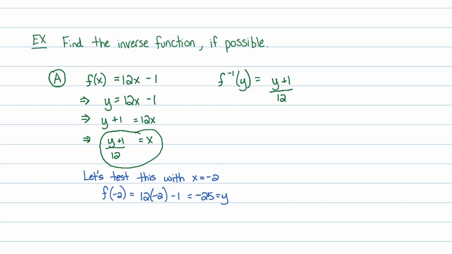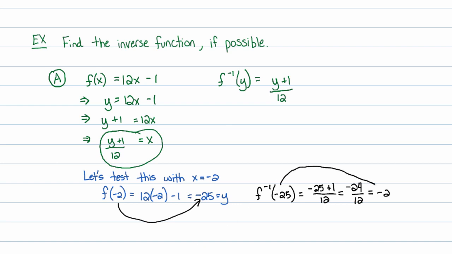So the inverse function, which I'll go ahead and do in black, I'm going to plug in the negative 25 into that inverse function. Let's find out what happens there. Negative 25 plus 1 all over 12. Negative 25 plus 1 is a negative 24. Over 12 is a negative 2. So negative 2 got transformed into a negative 25, but this took the negative 25 and transformed it right back into negative 2. So this looks to be the inverse function, and it is.